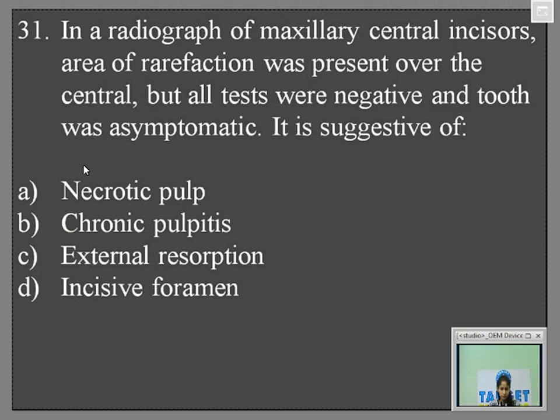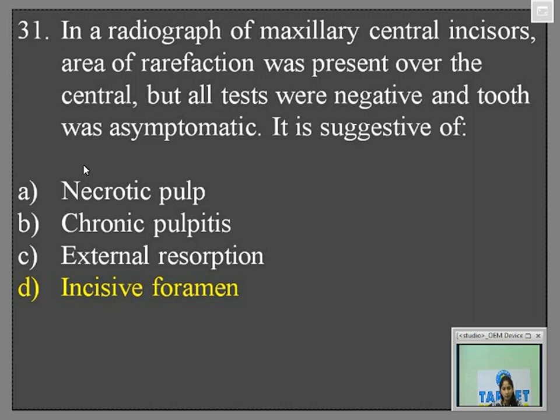Okay, so we go on to the next question. In a radiograph of maxillary central incisor, an area of rarefaction is present over the central. All tests are negative and the tooth is asymptomatic. It is suggestive of, I have told you that I will explain the other types of tests as and when the relevant question comes. So the answer is your incisive foramen. In the radiograph of the maxillary central, there is an area of rarefaction.